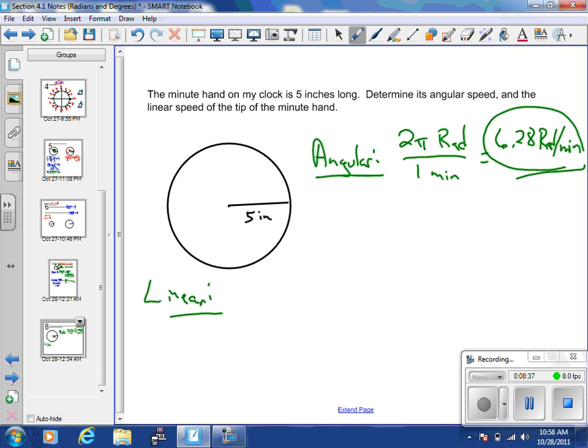Down here, we'll look at the linear speed. Linear speed, remember, we need an arc length. Well, we know that we've got 2 pi radians in one full revolution. So the fastest way to get the arc length is to take 2 pi, that angle, and multiply 2 pi times the radius of 5. That's going to tell me the arc length, how many inches this thing is covering. And I'm going to divide that by the time it takes for that to happen, which I'm going to leave as 1 minute.